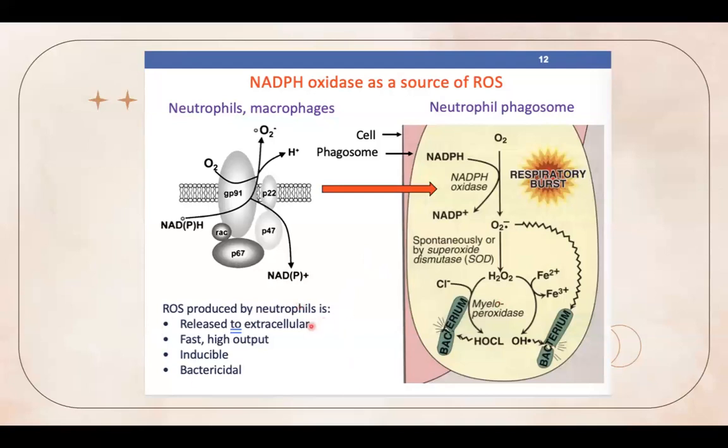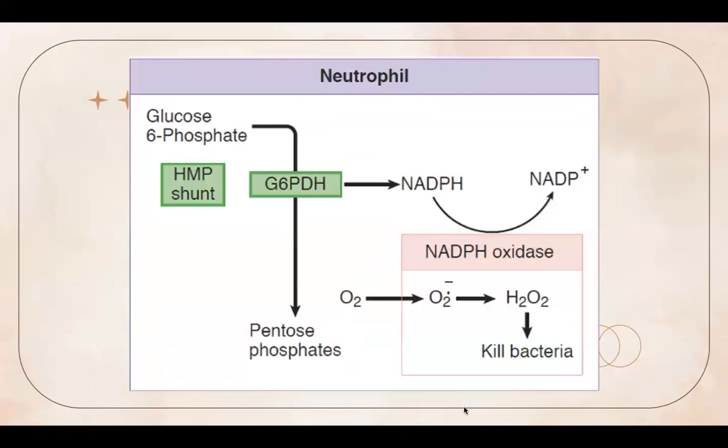So ROS are produced by neutrophils and released into the extracellular space. They're fast and have higher output. They're inducible, and they have bactericidal properties. Again, pretty much the same thing that we've been speaking about. I don't think I'm going to go into it one more time because I think I've talked about it enough.